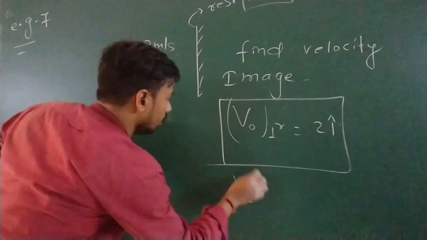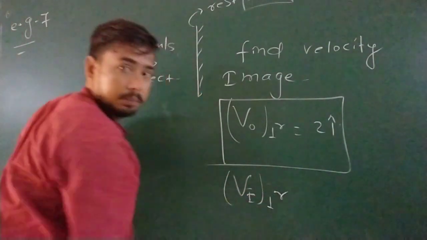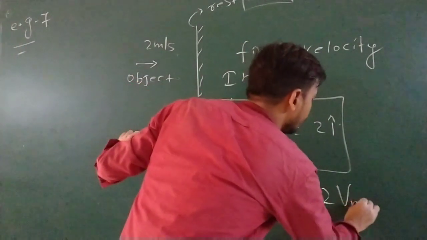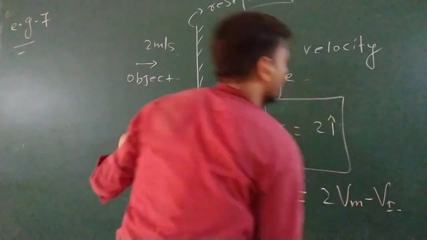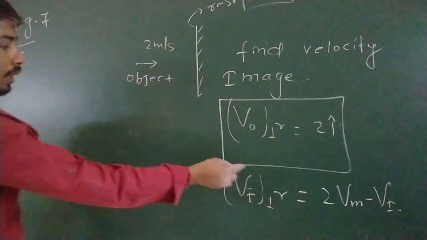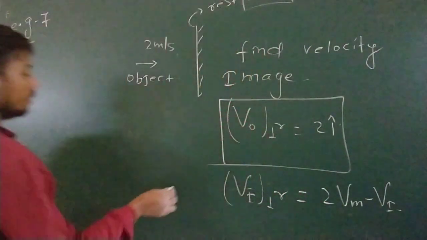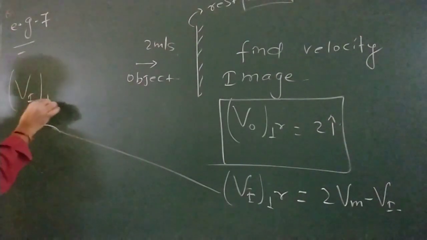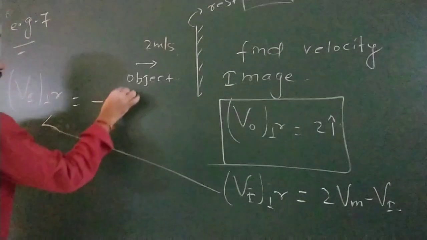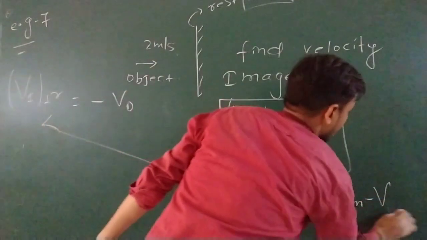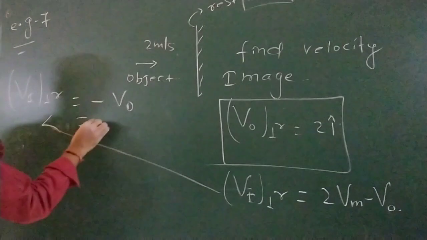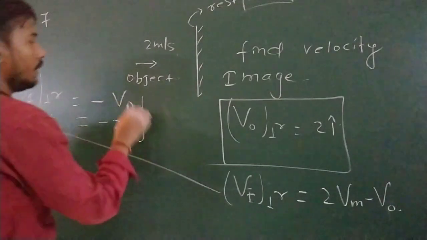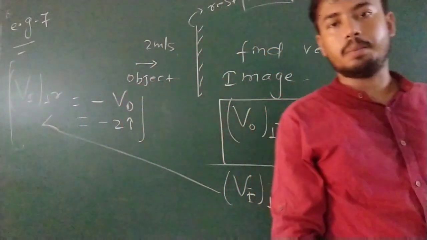So velocity of image perpendicular will be 2 times velocity of mirror minus velocity of object. Here velocity of mirror is 0, so velocity of image perpendicular to mirror will be minus velocity of object. So this becomes minus 2i cap. This is our answer. Velocity of image becomes minus 2i cap.